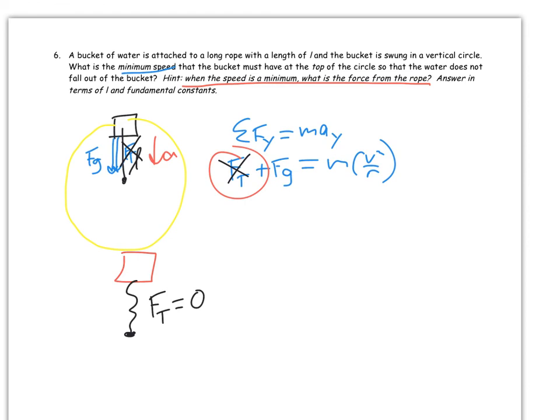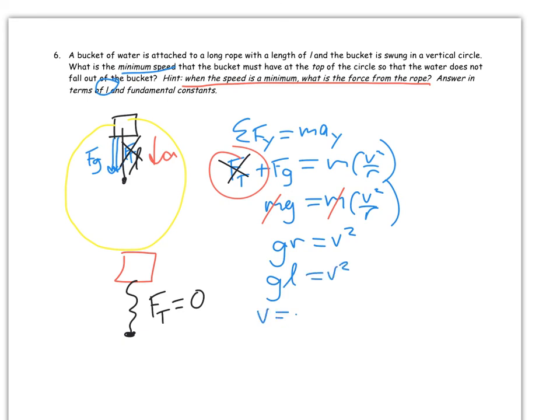And so once we get rid of that force of tension, we can make this substitution here: mg equals m times v squared over r. Our masses cancel out here, and we can solve for r in terms of L, the length of the rope, which is the radius of our circle, and fundamental constants. So I can just say g times the radius equals v squared. The radius is L, so g times L equals v squared, which means my velocity is the square root of g times L.